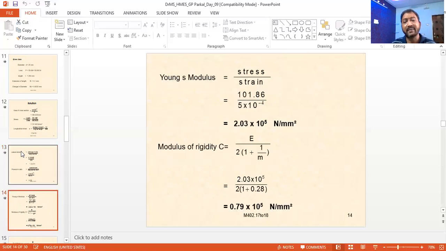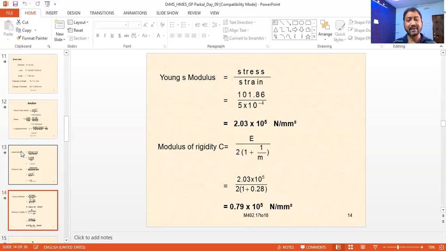Next one is the Young's modulus. Here we know the stress value and strain. In this case, for the strain we should take the longitudinal strain, or the primary strain. So Young's modulus is equal to stress, which we got as 101.86, by the longitudinal strain, which is equal to 5 into 10 power minus 4. Then it is coming to be 2.03 into 10 power 5 newtons per square millimeter.